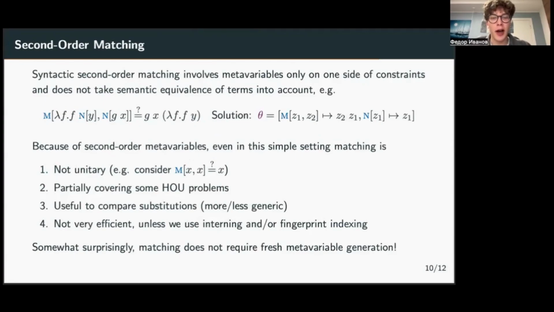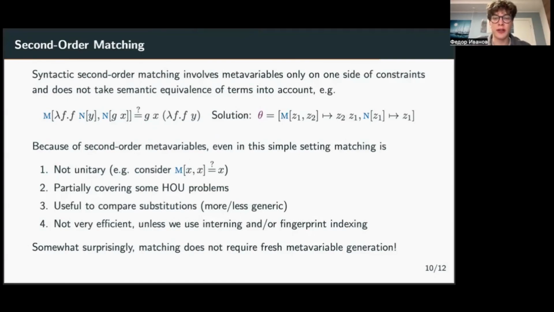So before moving on to higher-order unification, we consider a much simpler problem of second-order matching. Matching refers to a subset of unification problems where unification variables or metavariables are located only on one side of each unification constraint. Since in our setting metavariables are parametrized, matching is much more interesting than its first-order counterpart. Second-order matching is not unitary and it may produce multiple distinct solutions. It also partially covers higher-order unification and is useful in comparison of substitutions, but also requires some non-trivial techniques for an efficient implementation.